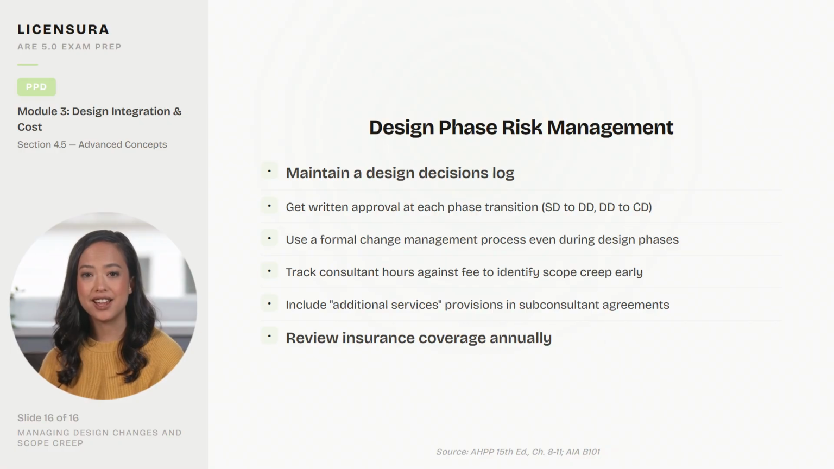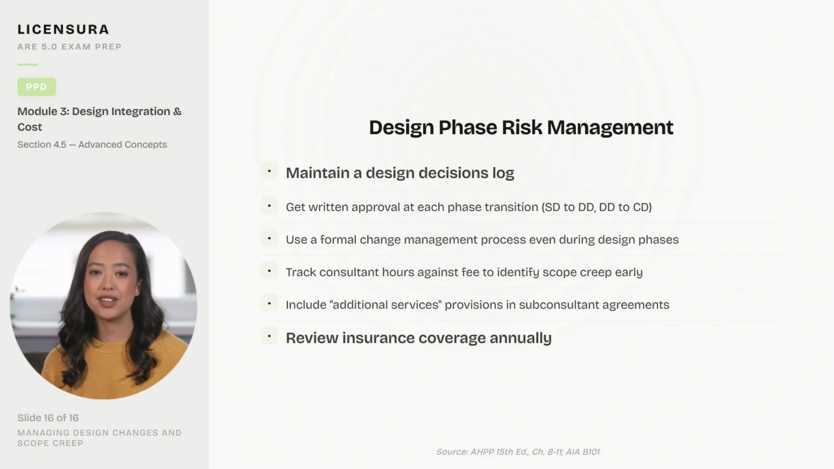This list provides 6 design phase risk management practices. Maintain a design decisions log, recording who decided what and when. Get written approval at each phase transition. Use a formal change management process even during design phases. Track consultant hours against fee to identify scope creep early. Include additional services provisions in sub-consultant agreements. Review insurance coverage annually.